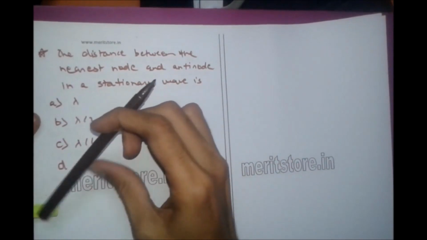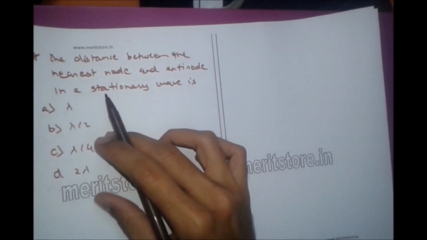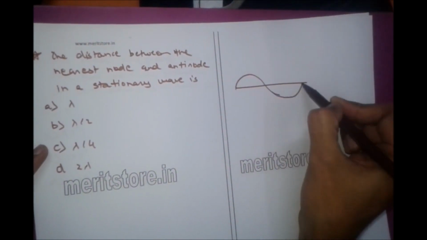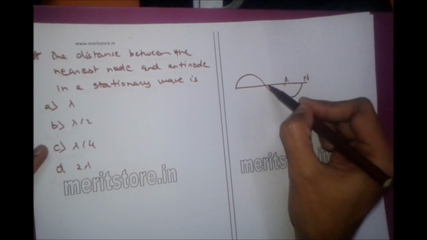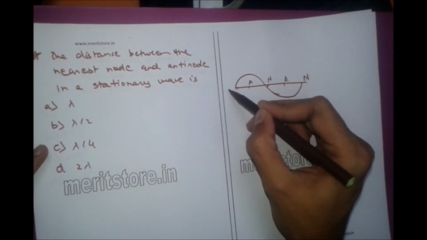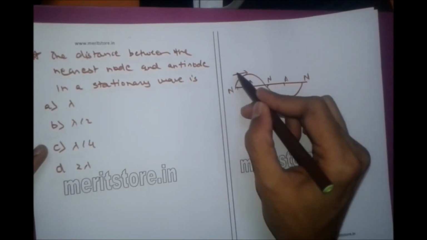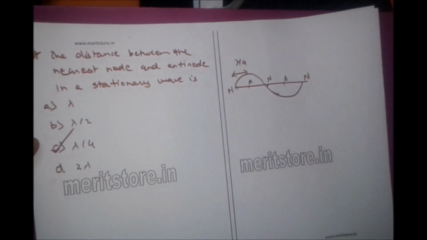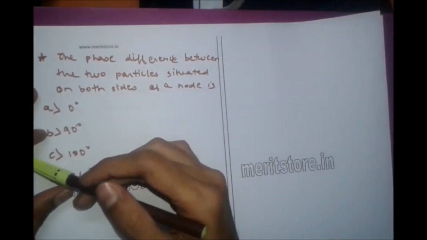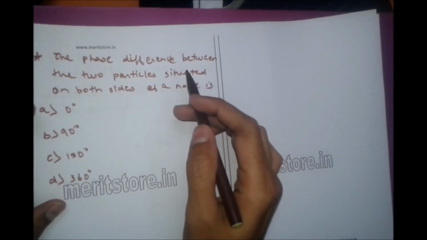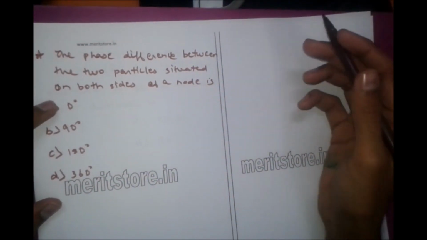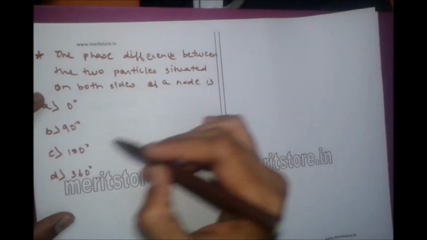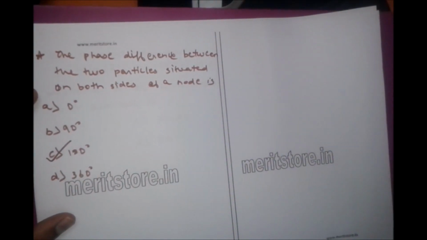Okay, next question, the distance between the nearest node and antinode in a stationary wave is lambda, lambda by 2, lambda by 4 or 2 lambda. So basically in the wave we have the antinode, we have the node, again we have the node, we have the antinode. So the distance between the two closest nodes and antinodes is lambda by 4. So we have the correct option C, lambda by 4. Okay, the phase difference between two particles situated on both sides of a node: any two particles situated on different sides of the node have a phase difference of 180 degrees. So C is the correct option, 180 degrees.